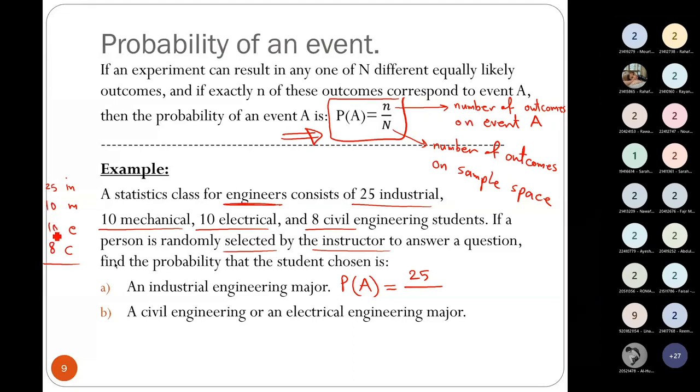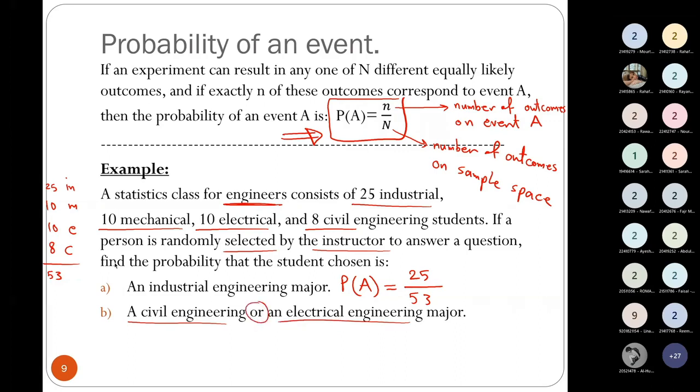20 to 45, 53. So we have 53. This is the probability if we select the student in industrial or civil engineering. Civil engineering is 8 students and electrical engineering equals 10.